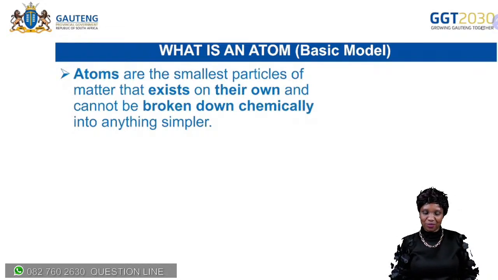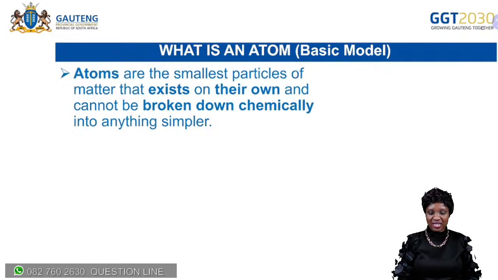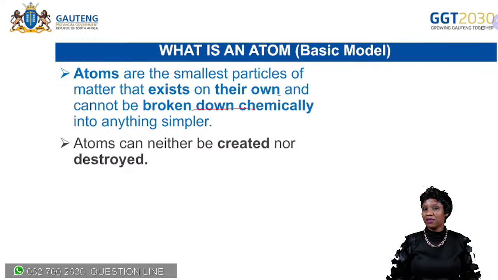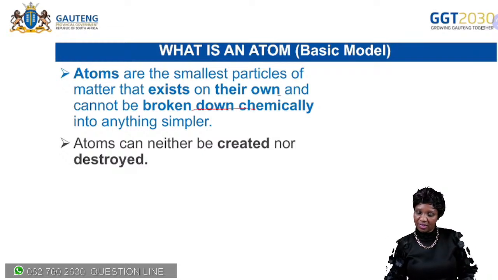We have said atoms are the smallest particles of matter that exist on their own and cannot be broken down chemically into anything simple. Atoms can neither be created nor destroyed. And then atoms are too small to see with our naked eyes. And then we've got a diagram of the basic model of an atom. All right. This is the center of an atom. This is the nucleus of an atom.